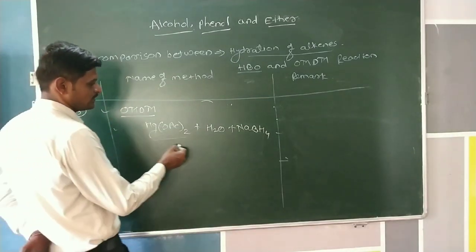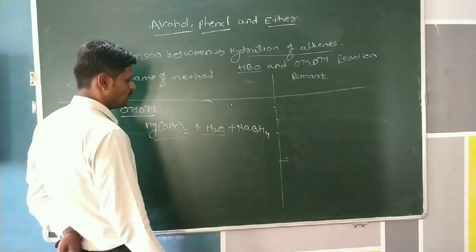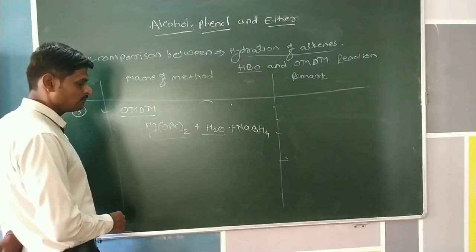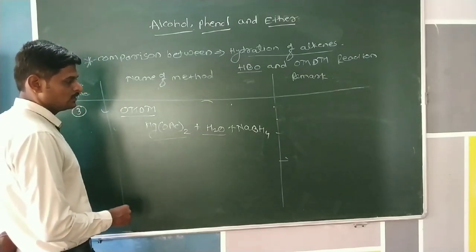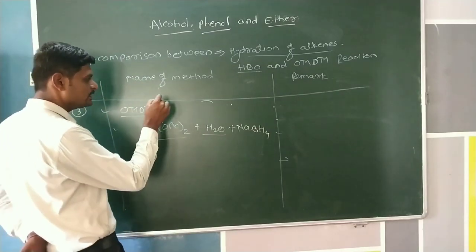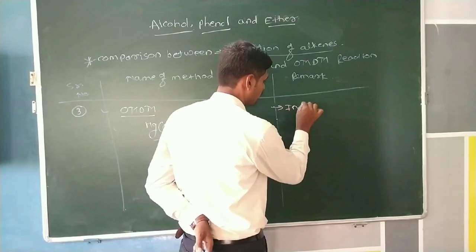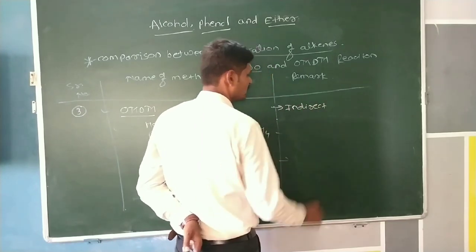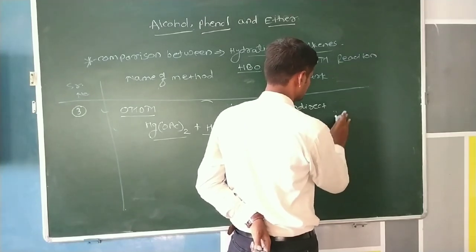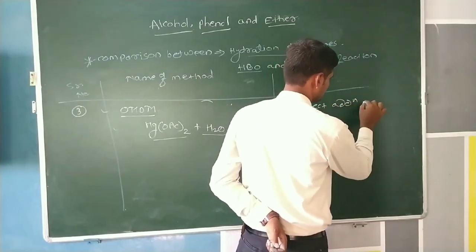In the first step, there is an addition of mercury. After addition of mercury, it undergoes hydrolysis. There is an addition of a water molecule to the carbon atom. But this water molecule is added to the alkene in an indirect form. That means it is an indirect addition of water.